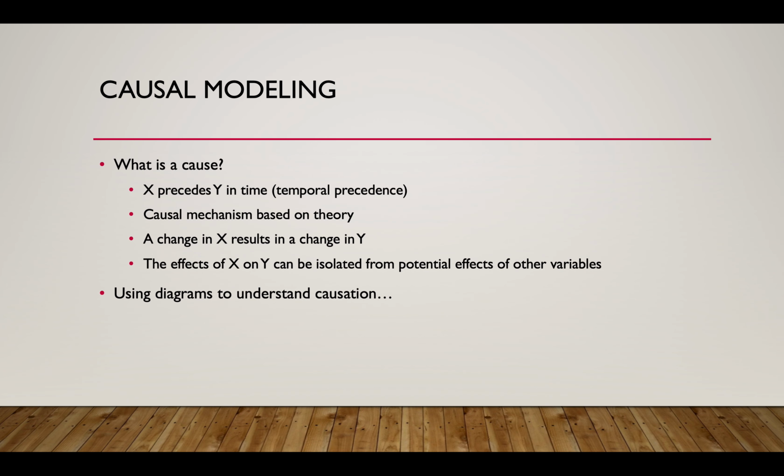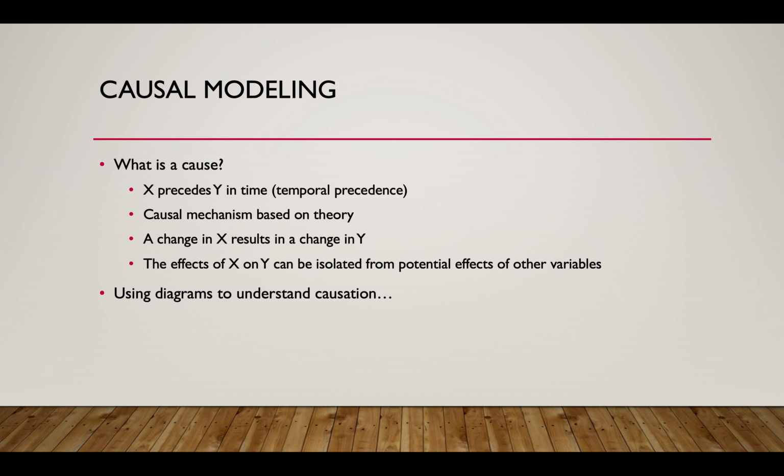For example, we do know that there are higher rates of impulsivity, or at least certain types of impulsivity, in males versus females. And so X could be biological sex and Y could be some sort of impulsivity. And we could say that your biological sex causes your levels of impulsivity, at least to some extent. And then finally, we might say that the effects of X on Y can be isolated from other potential effects from other types of variables.